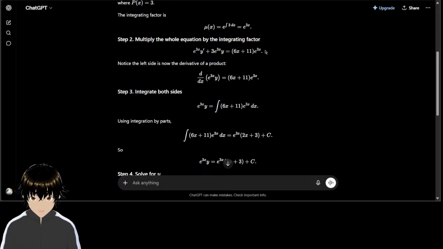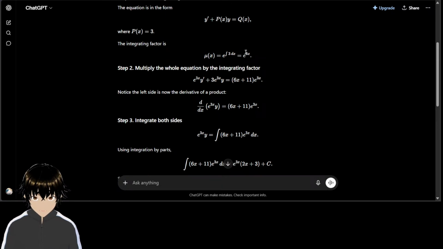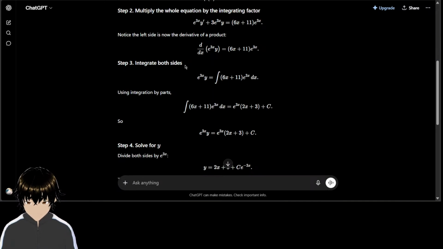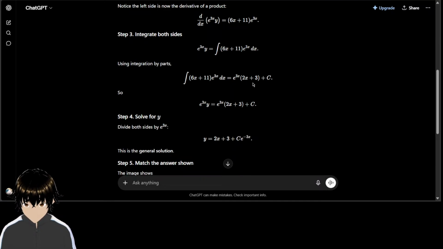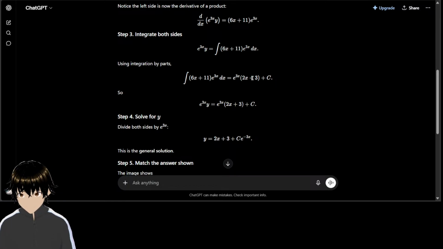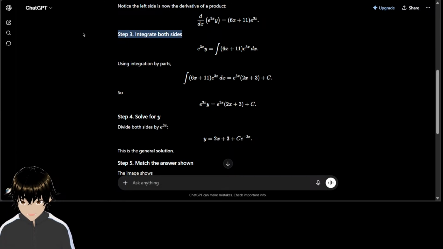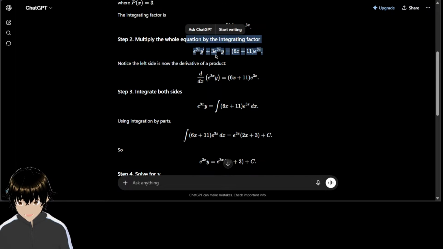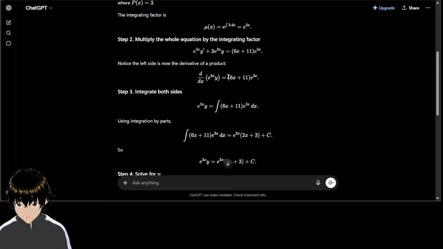You basically just multiply the whole equation with the integrating factor after you get it from the differential equation. Then integrate both sides. So you multiply the whole equation by the integrating factor. After you multiply the whole equation, what's the left side? It's now the derivative of the product. Now you have to integrate it again.